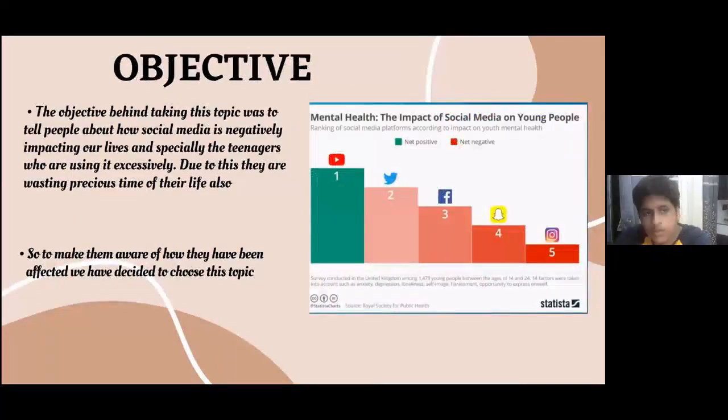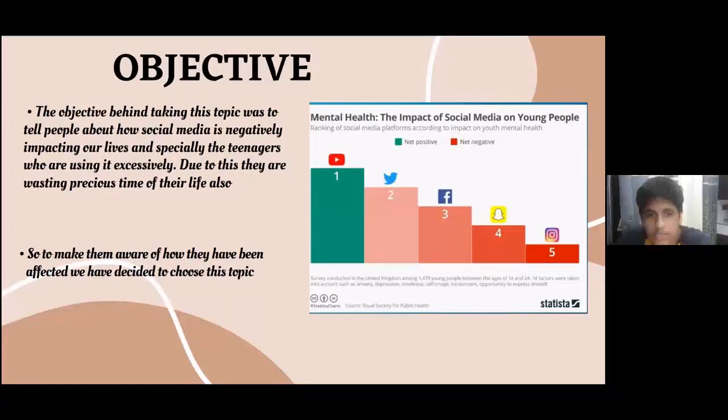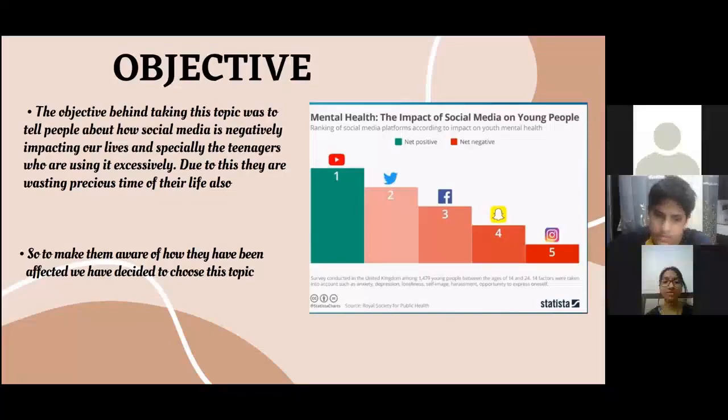So let's talk about the objective behind taking this topic. So the first objective behind taking this topic was to tell people about how social media is negatively impacting our lives and especially the teenagers who are using it excessively. Due to this, they are wasting precious time of their lives also. And the second main objective was to make them aware of how they have been affected. So we decided to take this topic. So now I would like to pass on to the next presenter.